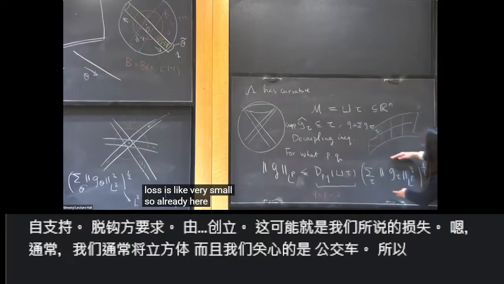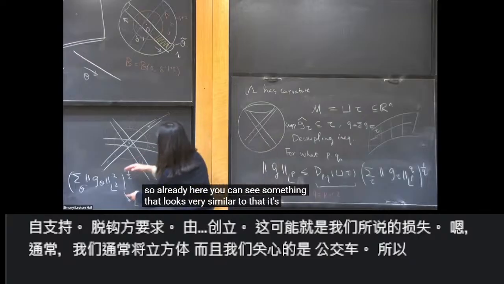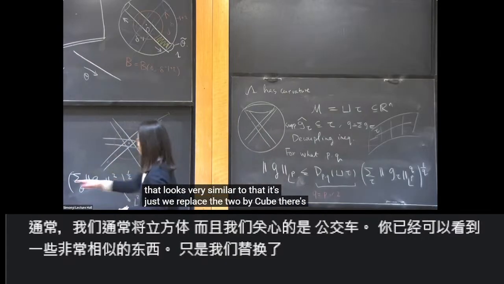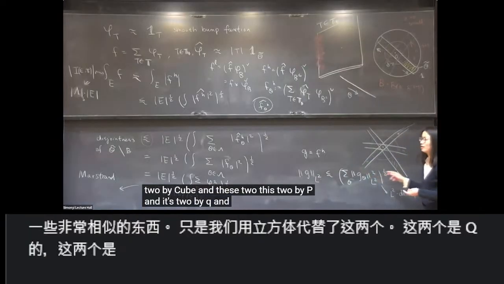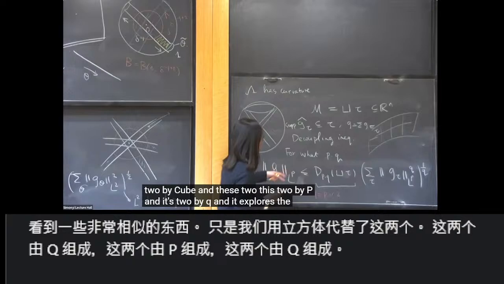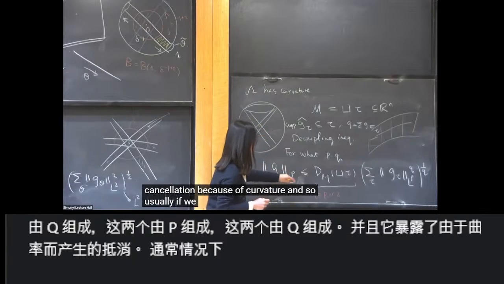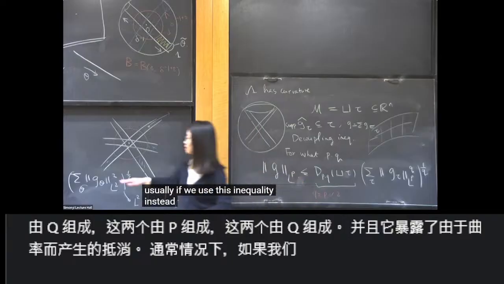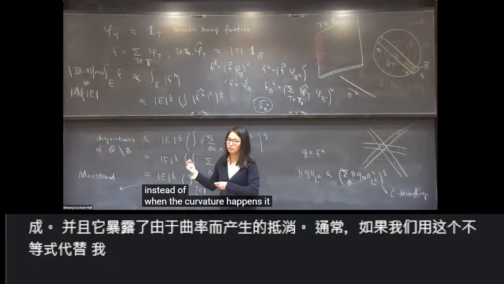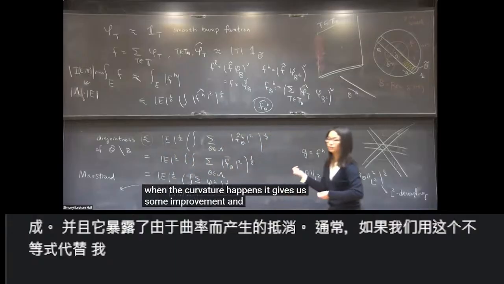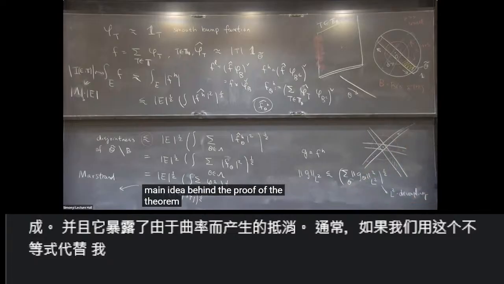So already here you can see something that looks very similar to that. It's just we replace this 2 by Q, this 2 by P and this 2 by Q. And it exploits the cancellation because of curvature. And so usually if we use this inequality instead of that, when the curvature happens, it gives us some improvement. And that's the main idea behind the proof of the theorem.